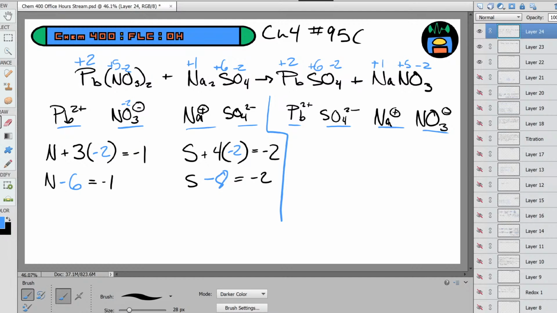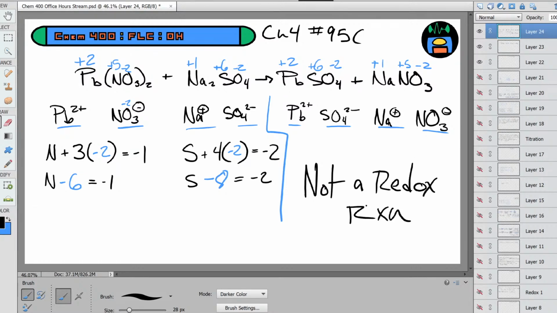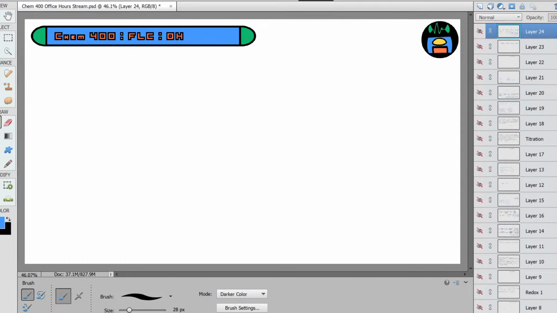And you'll notice that none of these oxidation states change, which means this is not a redox reaction. All right, when no oxidation states change, then reduction and oxidation have not occurred. All right, so this one is not an oxidation reaction.